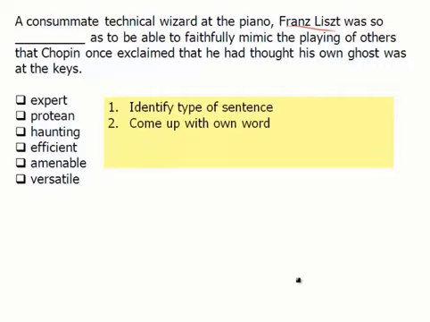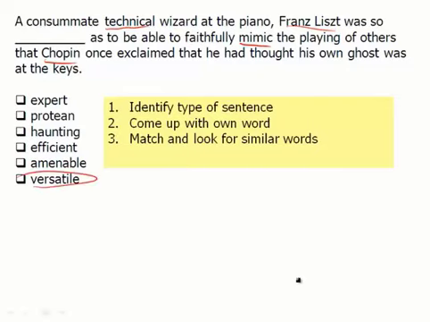So this guy was good. He was good at the piano. He was a technical wizard. But he was so blank as to be able to mimic people. So another pianist thought, I heard this guy playing, and it was like I was playing. I could hear my own ghost. This guy was so good, but what sort of good is he? He can adapt and play like anybody else, mimic anyone else. And what's that word? So we come up with our own word in a way, and then we want to match that with words. He's so good he can be like anyone else. And that word is versatile.